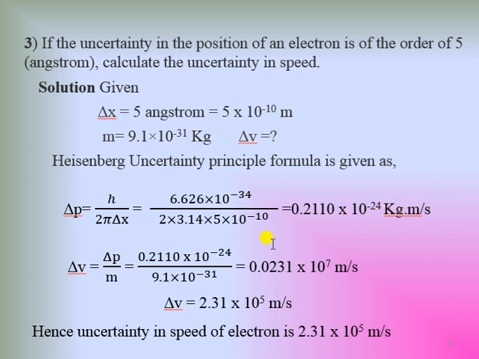Velocity, uncertainty in velocity equal to uncertainty in momentum divided by mass. It is equal to 0.2110 into 10 raised to minus 24 divided by 9.1 into 10 raised to minus 31. That is equal to 0.0231 into 10 raised to 7 meter per second. Hence, the uncertainty in speed of the electron is 2.31 into 10 raised to 5 meter per second.